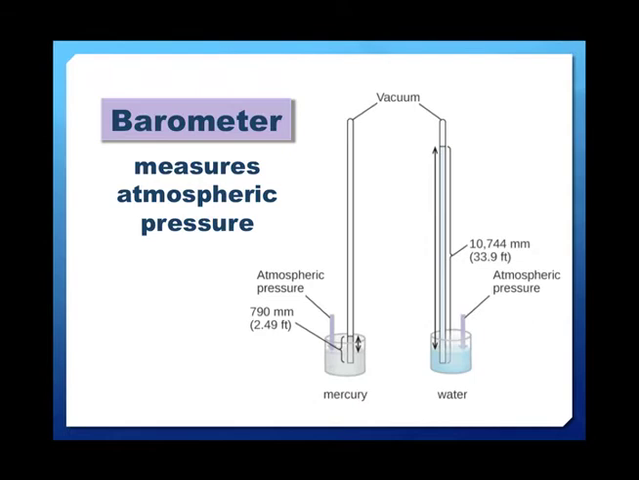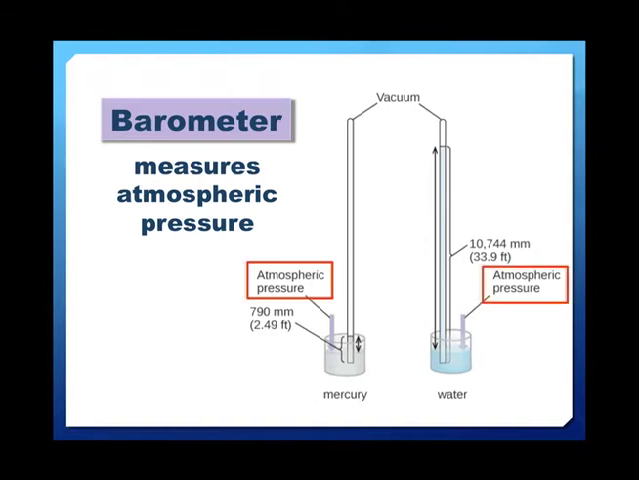A barometer is a glass tube that is closed at one end and then filled with a liquid like mercury that is chosen specifically because it is non-volatile, which means it does not evaporate. It will remain a liquid. The tube is then inverted and placed into a container of that liquid.